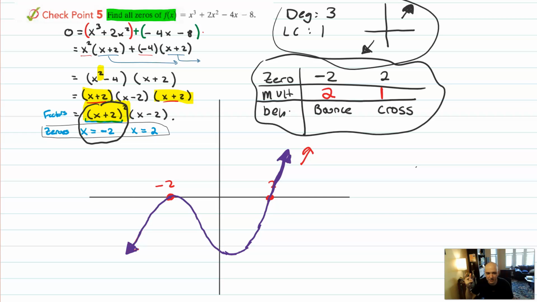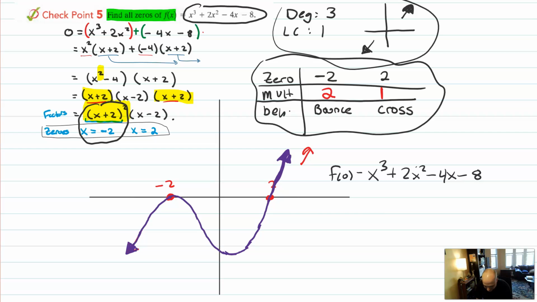One more thing you can do, you don't have to do this, but it can help on a graph like this: because I was given this form, x cubed plus 2x squared minus 4x minus 8, it's pretty easy to compute f of 0 and find the y-intercept, because f of 0 is just 0 plus 0 plus 0 minus 8. So I could tell that this point is -8. And that's just good evidence, right? If you're not sure exactly how to make the curve, get that -8 on there and it'll help out. But I don't think it's necessary.